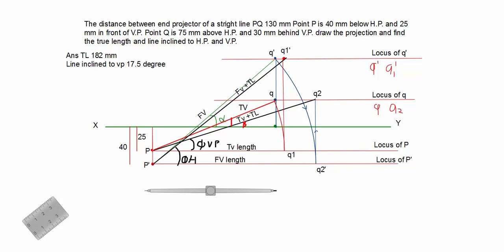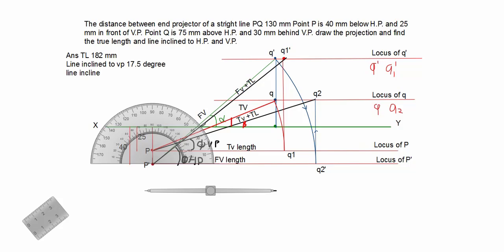So now measure your angle here. So I use the protractor and we measure the angle, black line angle with XY. It is 37.8 degree. So here we can write line inclined to HP, 37.8 degree.